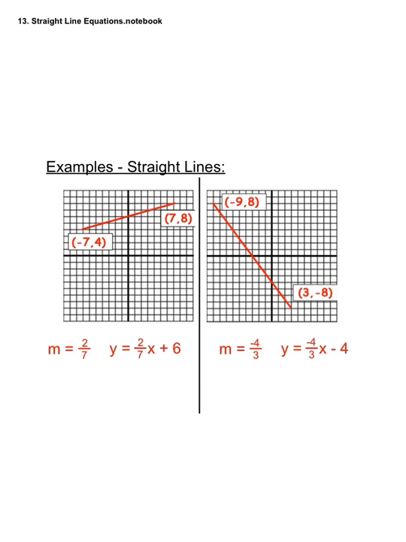Okay, so for the solution on the left hand side, you should have found that the gradient was 2 over 7, that the y-intercept was 6, so your final answer is y equals 2/7 of x plus 6. And for the second one, you should have got a gradient of minus 4 over 3, and a y-intercept of -4. So your final answer is y equals -4 over 3x minus 4.